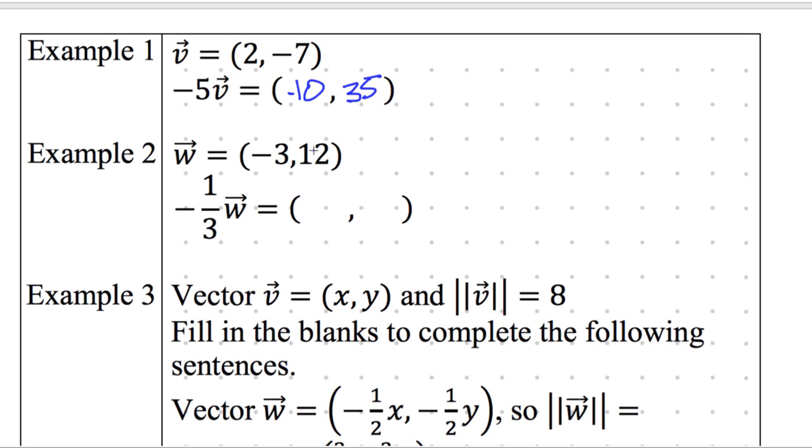What I want you to do right now is pause the video, try to do this problem, which is a little bit trickier, but it's still pretty straightforward. It's just essentially distribution of -1/3 into each of these components. All right, so I assume that you've unpaused the video because you've solved this. -1/3 times -3 is a +1. -1/3 times 12 is the same thing as 12 divided by -3, which is -4. And there's your answer. Cool, cool.